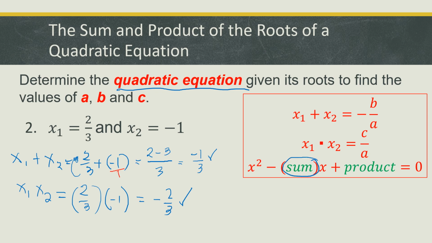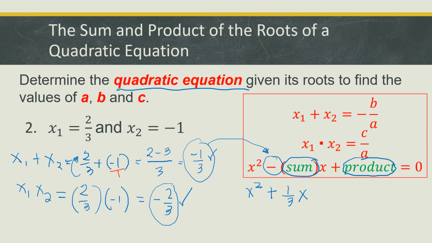And again, substitute the sum and the product that we got. So we have x squared. Since this is a negative and the sum is a negative, so negative times negative, that will give us a positive 1/3 x followed by x. Then plus the product, which is negative 2/3. So we have to subtract 2/3 equals 0. Since we have the same denominator, we will multiply all by 3.